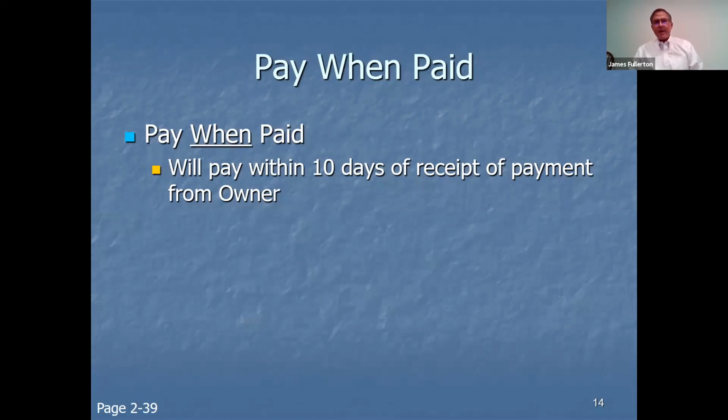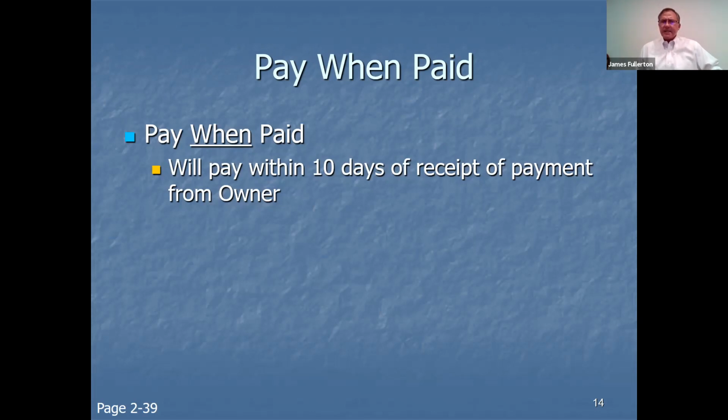A pay when paid clause says something like the GC will pay the sub within 10 days of receipt of payment from the owner. That is how AIA contract documents read, an AIA subcontract. That's one of the reasons you kind of like AIA subcontracts, and you're usually willing to accept that form. It does not have a pay if paid.